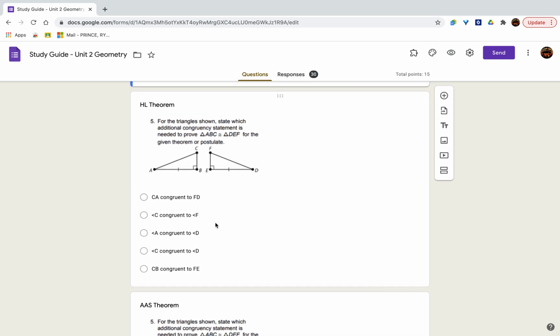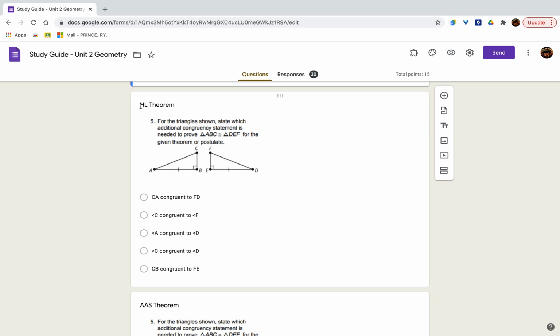The next one, same triangles. Only difference is now we need hypotenuse leg. We've got to use hypotenuse leg. We don't have the hypotenuse. We're missing the hypotenuse here and the hypotenuse there. It does not tell us those are congruent to each other. So that's what we would need for hypotenuse leg.